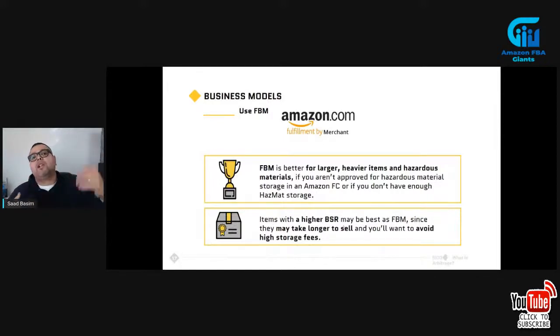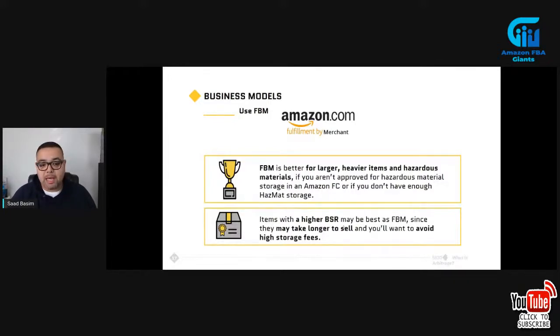If you have a product that's very large with low sales velocity, that's also really cool for FBM. Also if you aren't approved for hazardous material storage in an Amazon FC, or if you don't have enough hazmat storage, that's another thing. Yes, sometimes you have a hazardous material storage limit in Amazon, but not everyone can get it. It depends. You have to apply for it. There's a waiting list and all this stuff. But if you cannot, just do it FBM, and trust me, you're not going to have a lot of sellers competing with you, which is really, really cool.